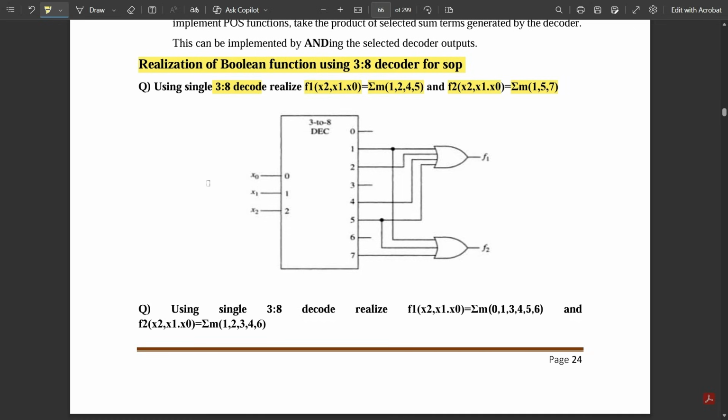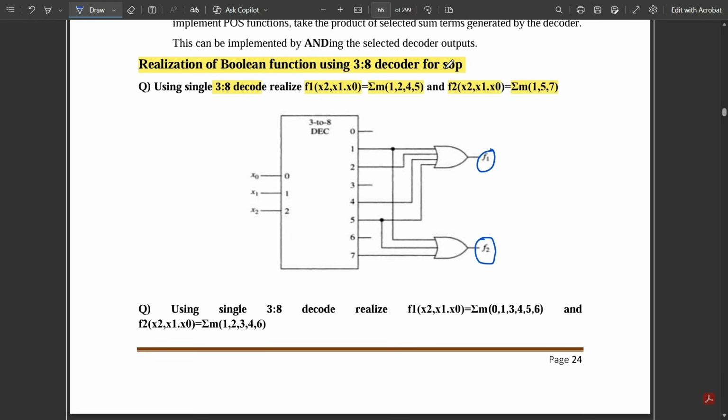First draw the basic block of the 3 to 8 decoder, 3 inputs and 8 outputs from 0 to 7. Then, based on the sum of minterms given, that is 1 2 4 5, all these 4 pins, 1 2 4 and 5, you give to an OR gate. Why should we give them to an OR gate? Because this is summation, right? So all this would get summed up in this OR gate, and we would get the function f1. Similarly for f2, it is 1 5 7. Take 1 5 and 7 from here, give them to an OR gate, and like this you can represent the f2 function. So this is simple, right?